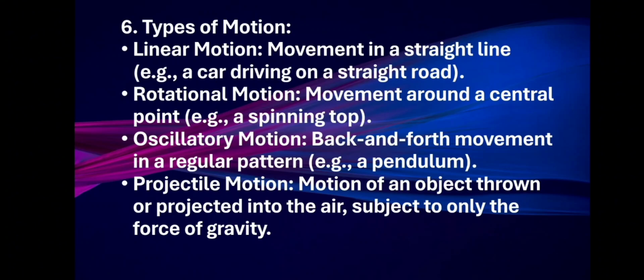Rotational motion, movement around a central point. As an example, a spinning top. Rotational motion means the object is rotating. The spinning top keeps rotating, so it's a rotational motion. Then oscillatory motion, back and forth movement in a regular pattern. As an example, a pendulum. Then projectile motion, motion of an object thrown into the air, subject to only the force of gravity.